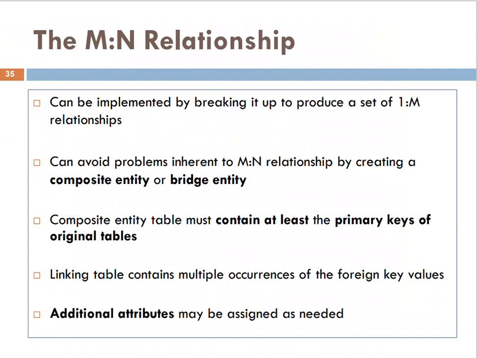The many-to-many relationship can be implemented by breaking it up to produce a set of one-to-many relationships. Okay, we can avoid problems inherent to many-to-many relationships by creating a composite entity or bridge entity. Okay, kita akan tengok nanti apa itu composite entity ataupun kita namakan juga dia sebagai bridge entity. So, a composite entity table must contain at least the primary keys of the original tables. The linking table contains multiple occurrences of the foreign key values. Okay, I will show you based on table, barulah you nampak. Then additional attributes may be assigned as needed.